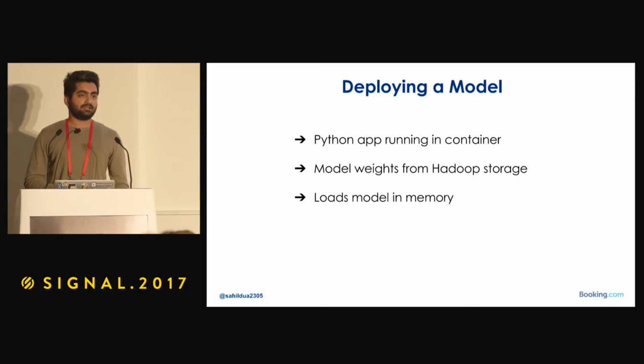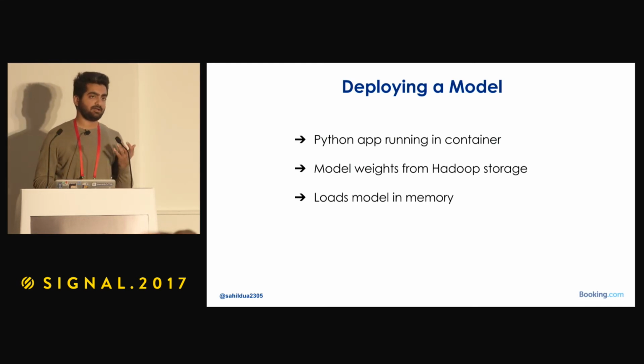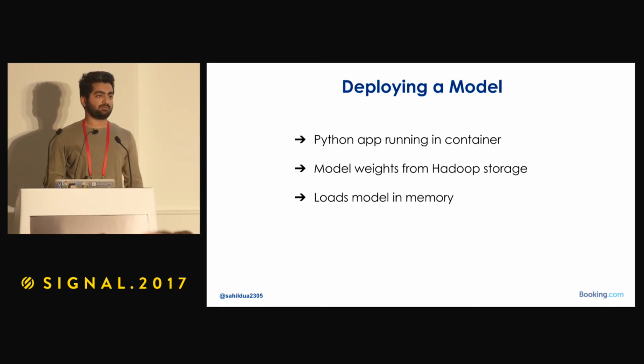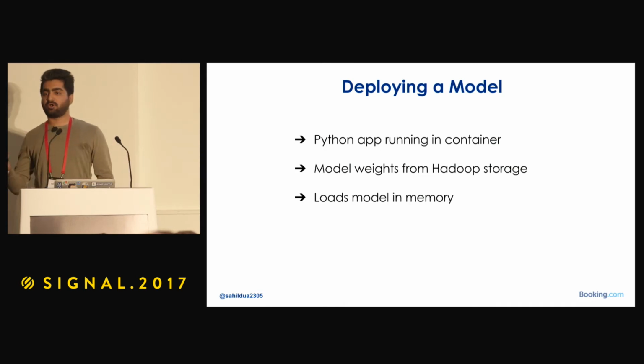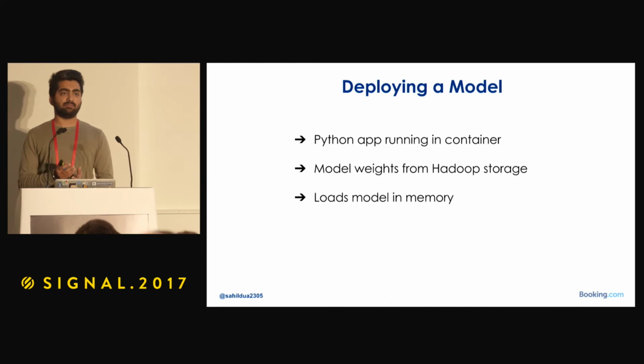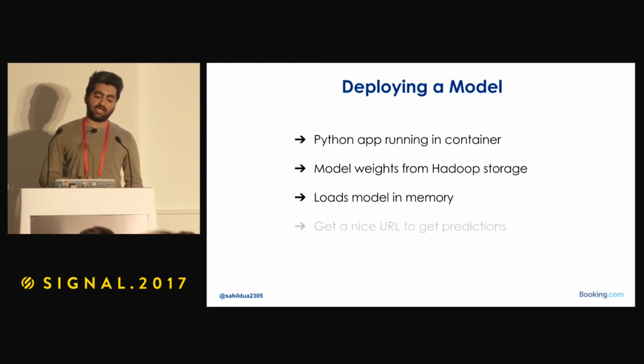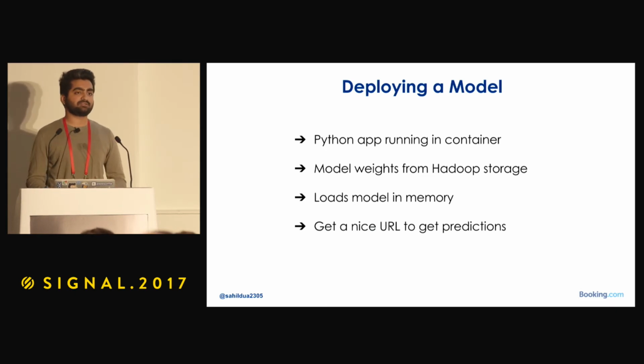To load a trained model in memory, we need two things. We need the model definition. That means all the features, all the interactions of our features, all the information about what our model looks like, the architecture of the model. And the next thing we need is the model weights for the particular parameters that we trained in the previous step. We combine these two, and we have the model ready in memory to serve predictions. And on top of that, it provides a really nice URL to get predictions.